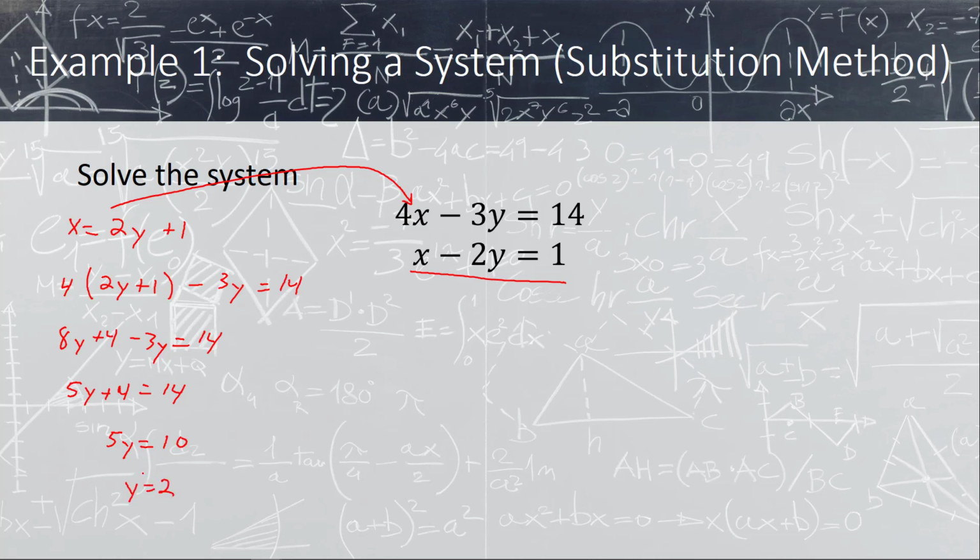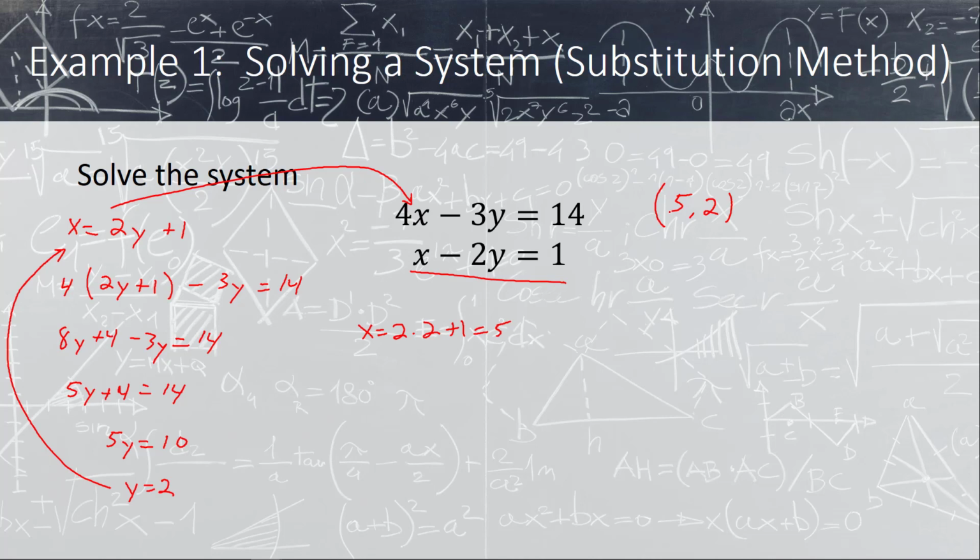So now that we know what y is, we can figure out what x is. We can take this value and substitute it back into this particular equation right here. If we do, we will have that x is equal to 2 times 2, for y, plus 1, which gives us 5. And so our solution will be the ordered pair (5, 2).